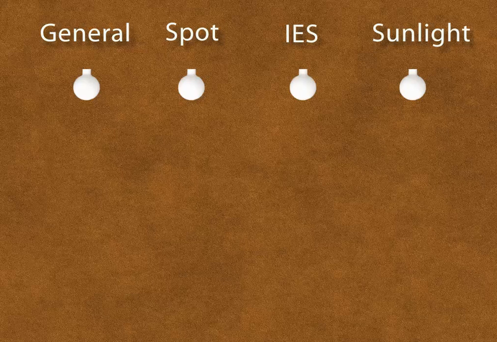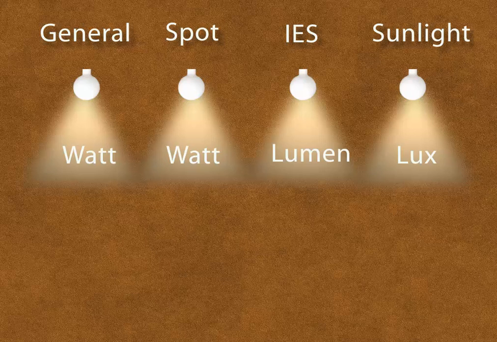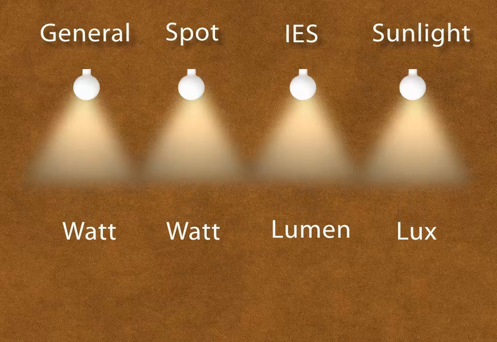But in IntelliCAD, things become a little different. There are 4 types of lights in IntelliCAD. You may notice that they are measured in different units. As we have mentioned, practically watt, lumen, and lux are incomparable. So how can we compare these light sources' intensities in IntelliCAD?